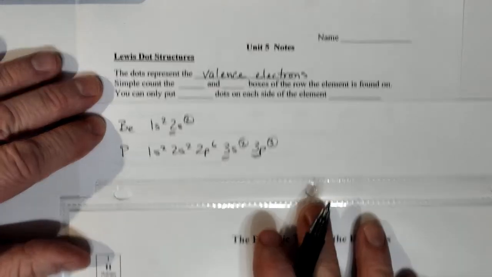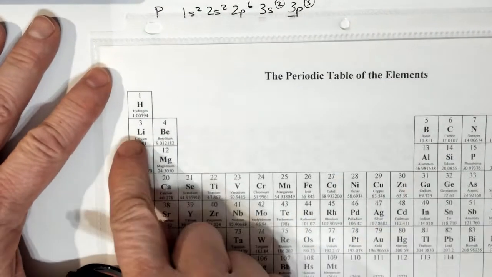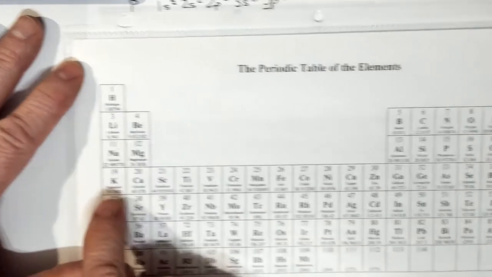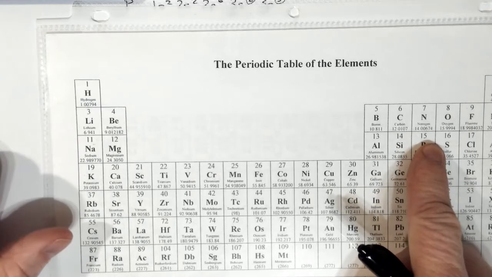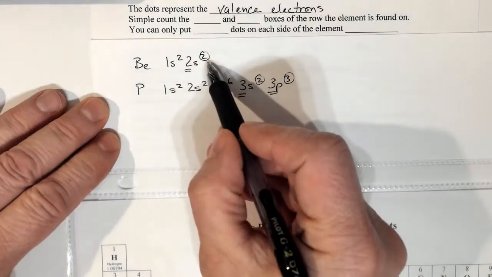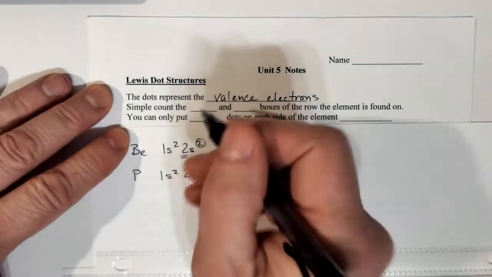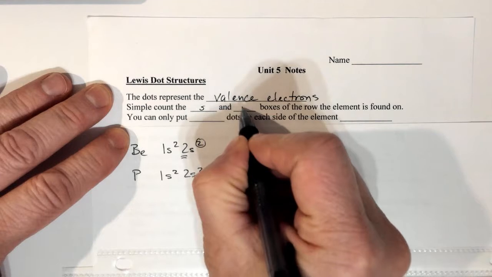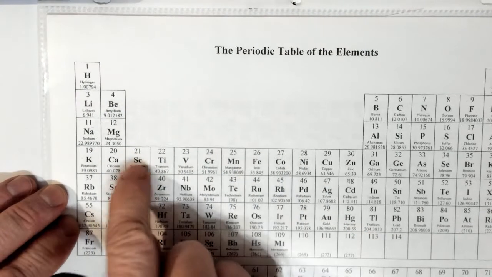So if you just simply count the S and P boxes, so beryllium 1, 2, and phosphorus 1, 2, 3, 4, 5, you actually can do this by just using a periodic table. Okay, so we have 2 in beryllium and 5 in phosphorus. So if you just simply count the S and P, and that even works for the ones on the fourth row, because remember this is the 3D.